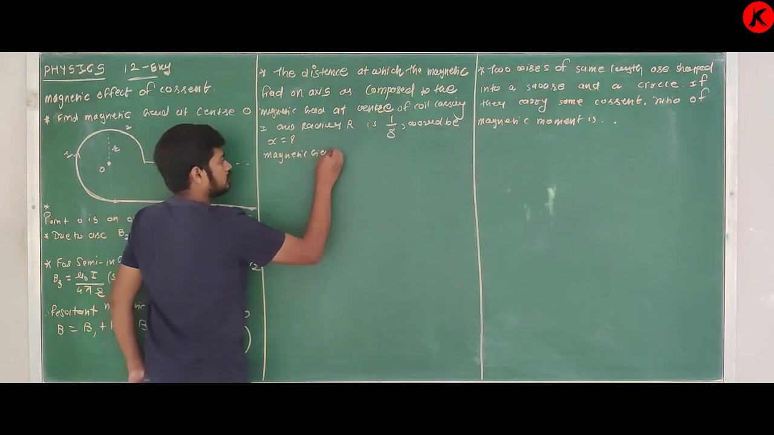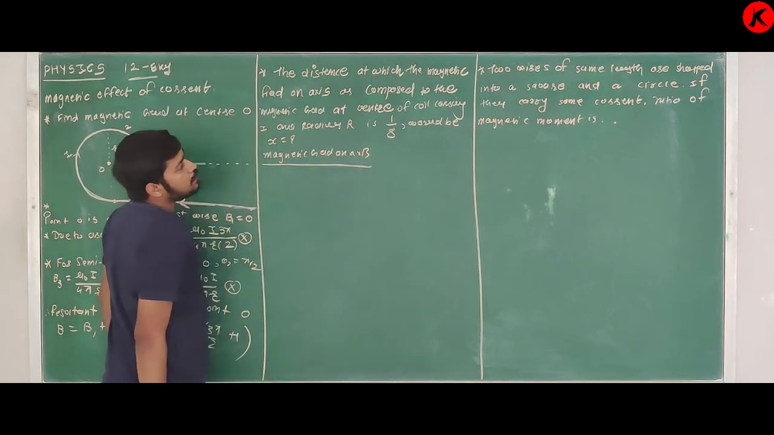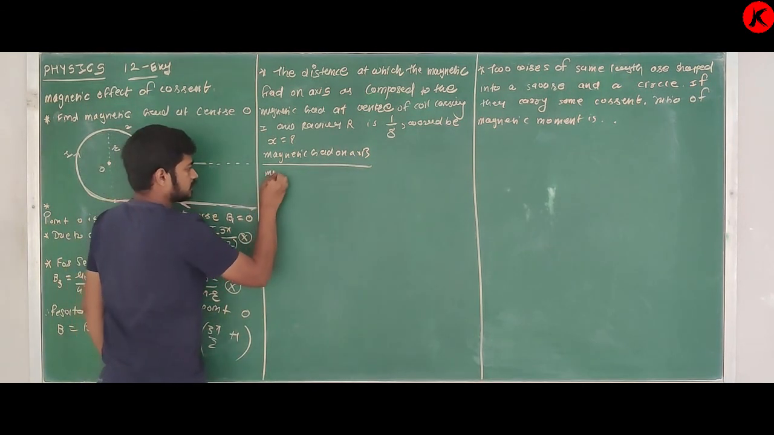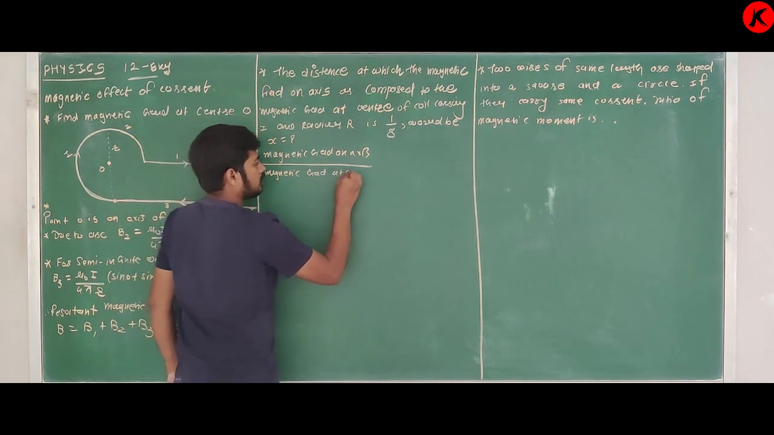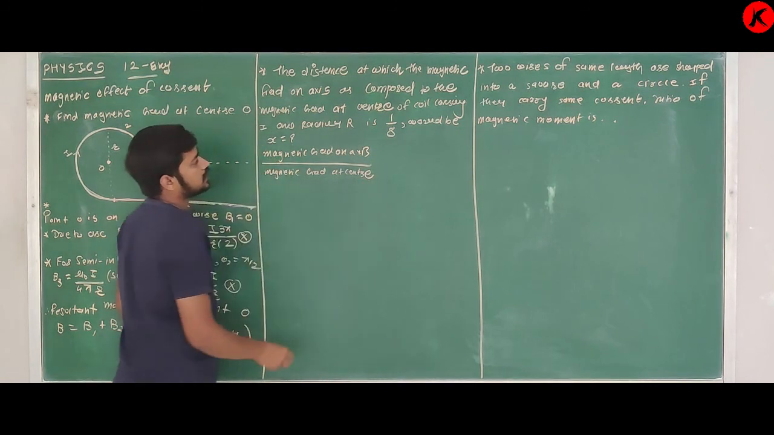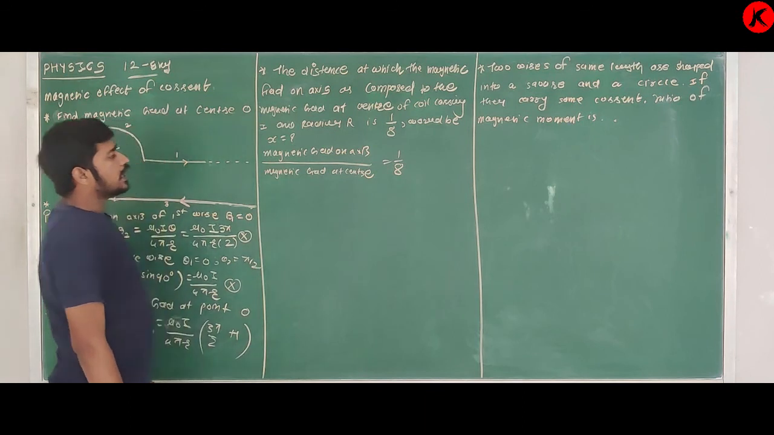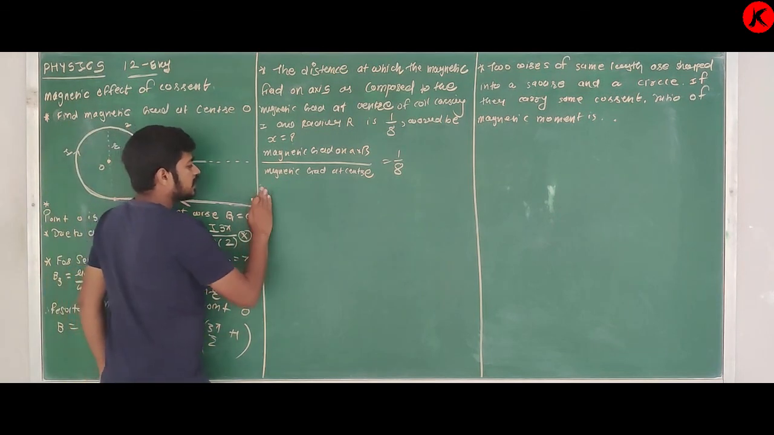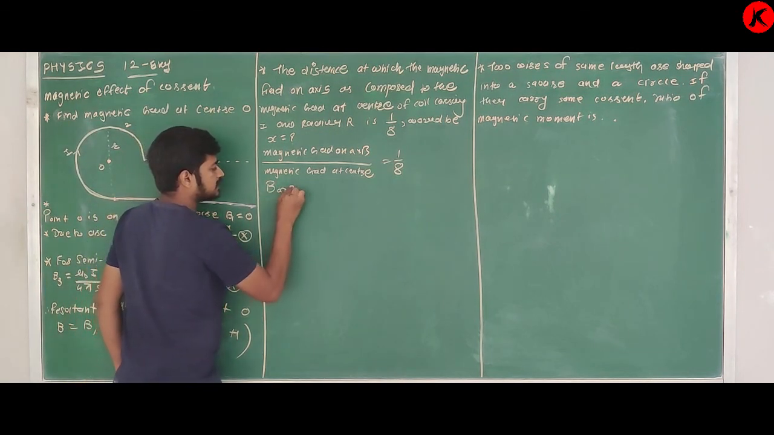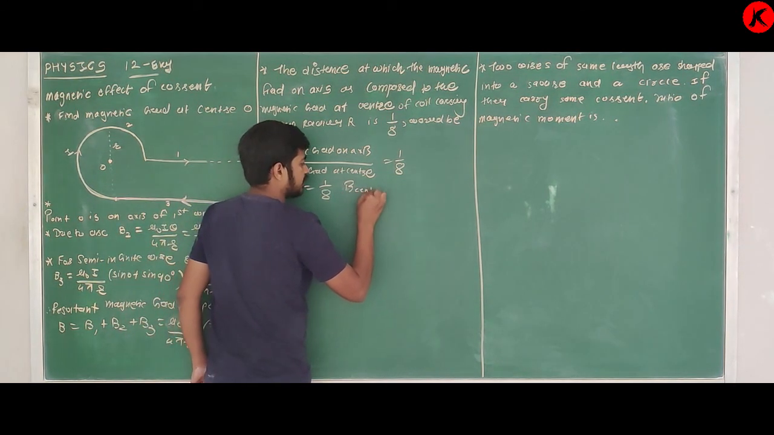compared to the magnetic field at center is 1 by 8. So you can write it like this: the magnetic field on axis is equal to 1 by 8 of the magnetic field at center.